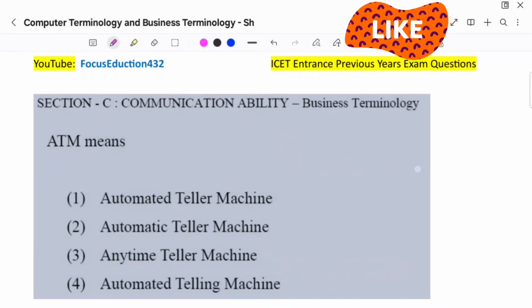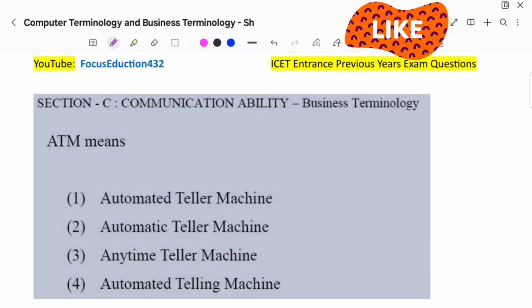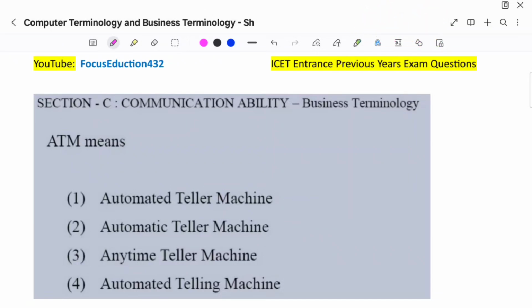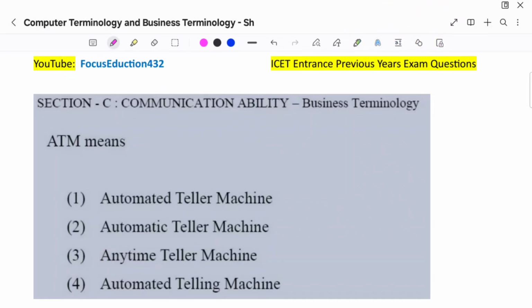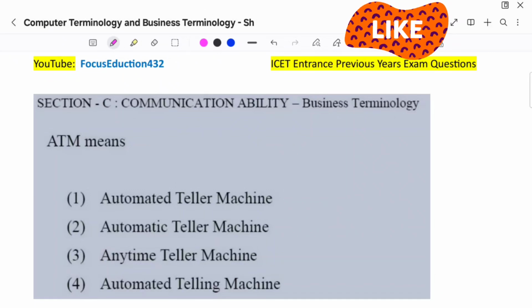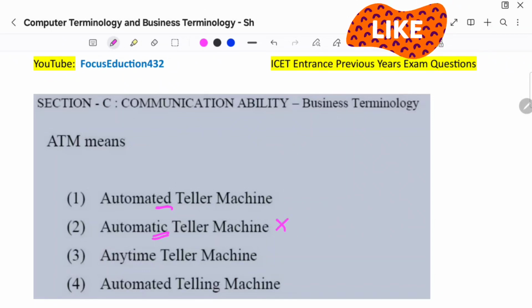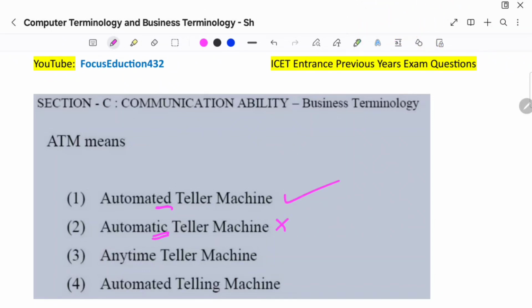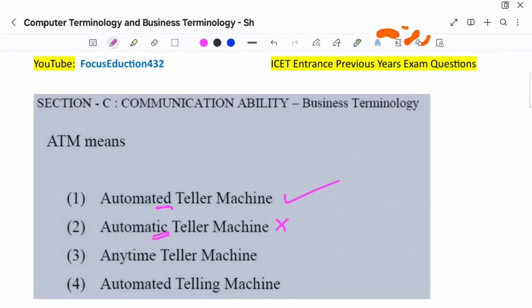Now next question in business terminology. ATM, this is very easy, but some students may get confused. ATM, for withdrawing cash. What is that? Automated teller machine, not automatic. Remember, only this difference is there. When we go to a bank, a teller is there, the person who takes and gives the cash. But this is an automated teller; the machine automatically gives the cash instead of a human being. So ATM stands for automated teller machine.